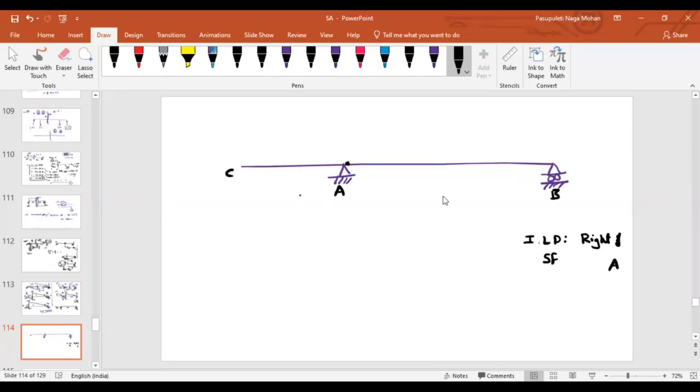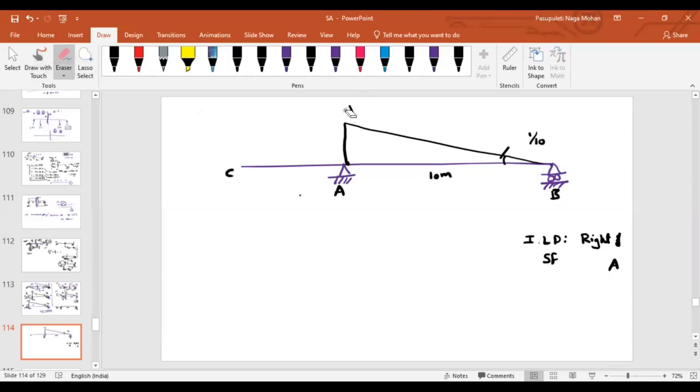The right side will be an upside triangle. It will be simply this. What about this slope? 1 by 10, as the total length is 10 meters. What about this ordinate? 1 by 10 into 10, that is 1. Is it right, or are any other changes to be done?